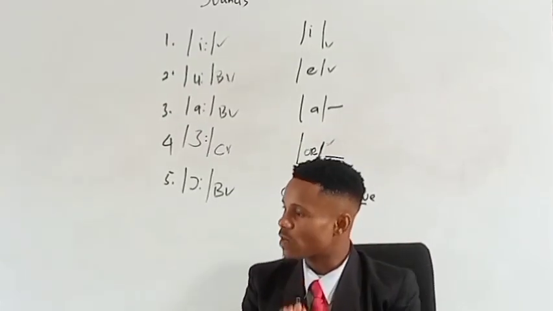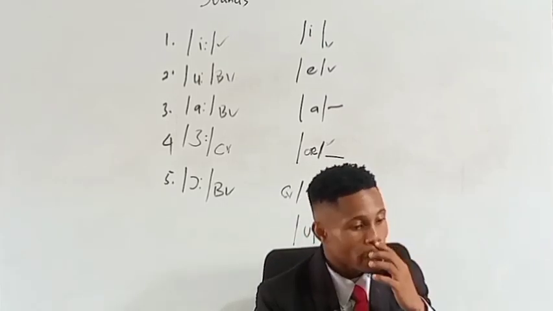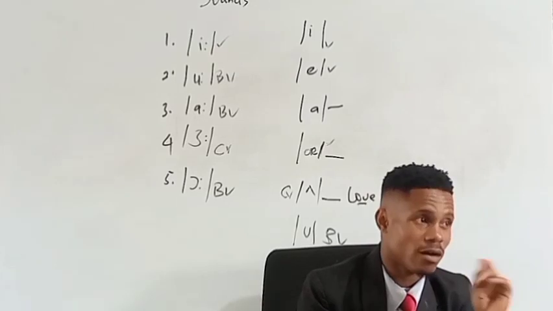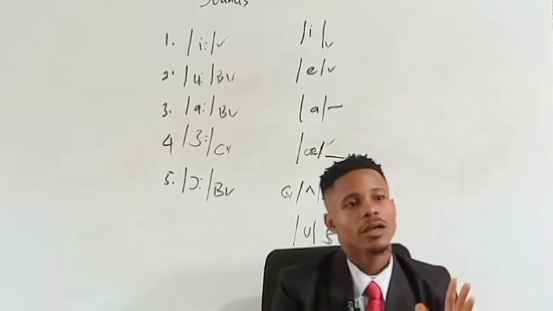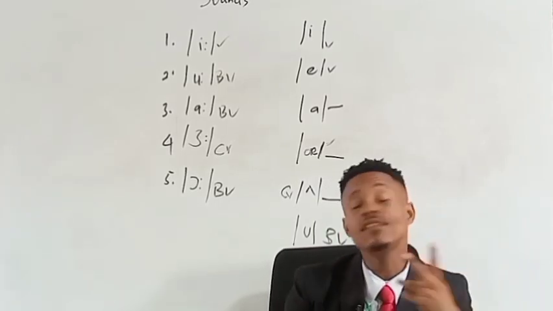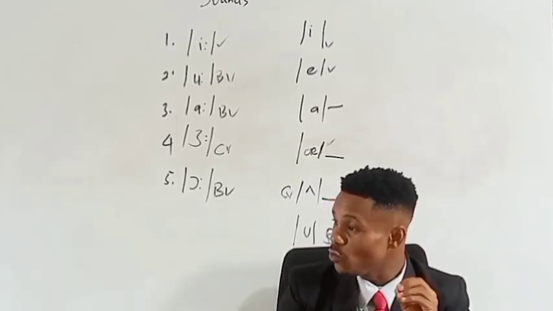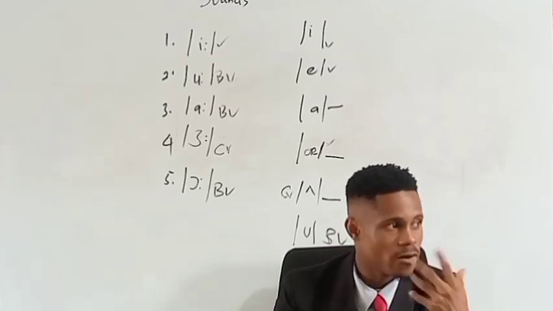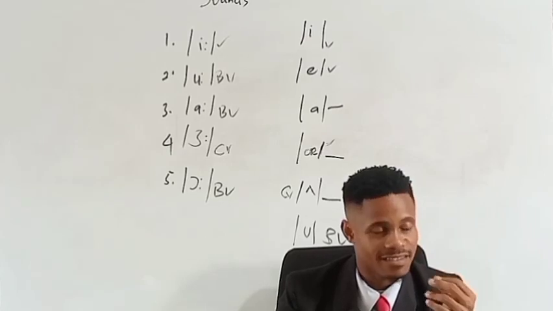Now, the second way of classifying vowels is what? Position of the lips. The first one was what? Position of the tongue, right? Now, pay attention to these three things that I'm saying, because this is what you will use to be able to identify a strange word if you find it.